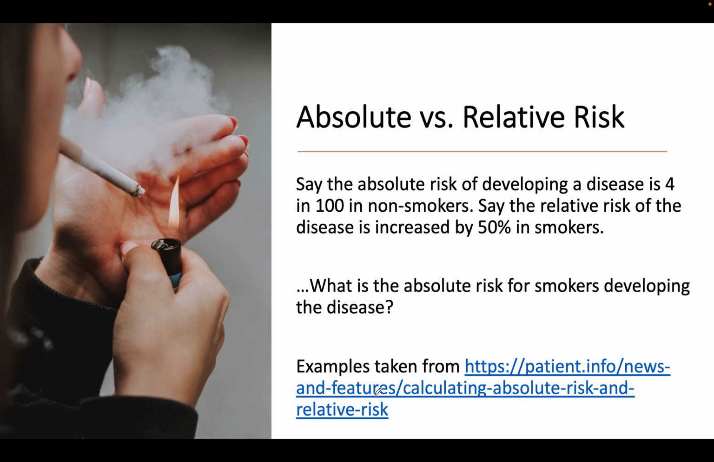Absolute versus relative risk. What does that mean? So let's give an example. Say the absolute risk of developing a disease is 4 in 100 in non-smokers. Say the relative risk of the disease is increased by 50% in smokers. What is the absolute risk for smokers developing the disease? It sounds complicated, right? So the risk is 4 in 100 for non-smokers, but the relative risk of the disease is increased by 50% in smokers. What does that mean? Well, let's look.